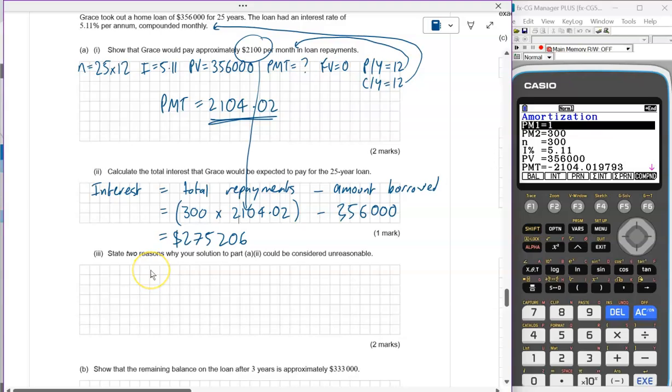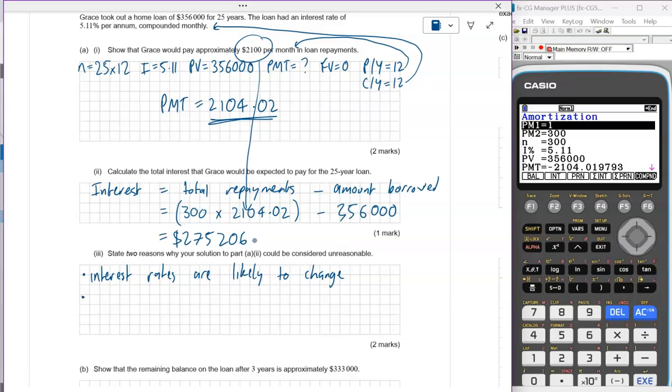It says to state 2 reasons why your solution to part AII, so this answer we just worked out of $275,206 in interest, could be considered unreasonable. Well, first of all, obviously, interest rates generally change. So it could be expected that the interest rates are likely to change over the 25 years.